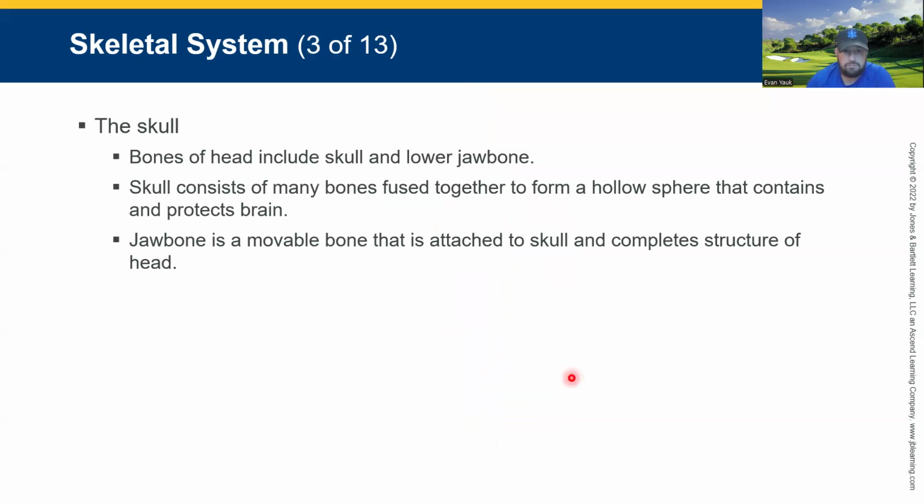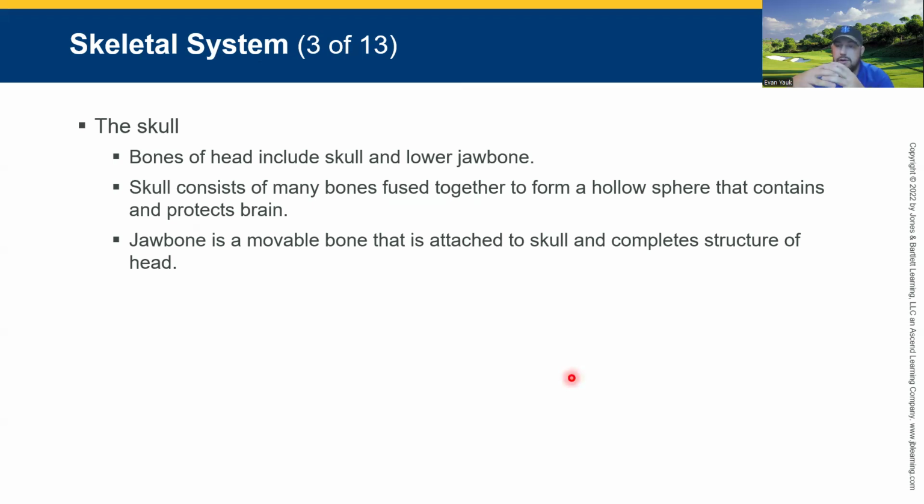The skull. Okay. It's the bone of the head. Bones of the head include the skull and the lower jawbone. The skull consists of many bones fused together to form a hollow sphere that contains and protects our brain.